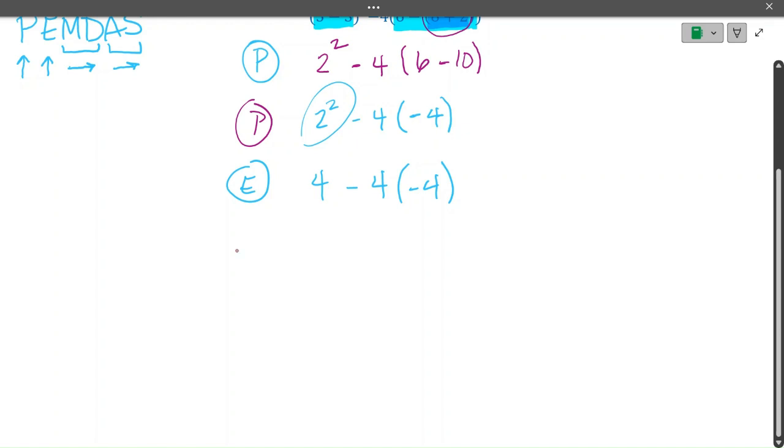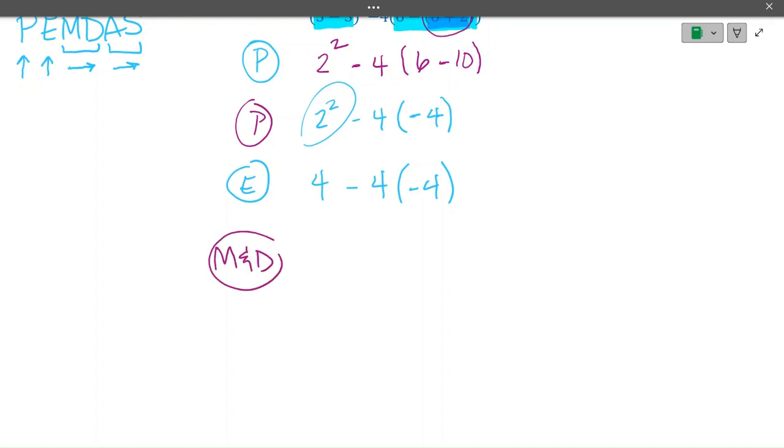All right. Following PEMDAS, we now do M and D concurrently. That means at the same time. This is often where people make mistakes. So sometimes people might say, oh my gosh, I know what the answer is. It's 0. 4 minus 4 is 0. 0 times negative 4 is 0. Yay, I'm done. Well, the order of operations was not followed.